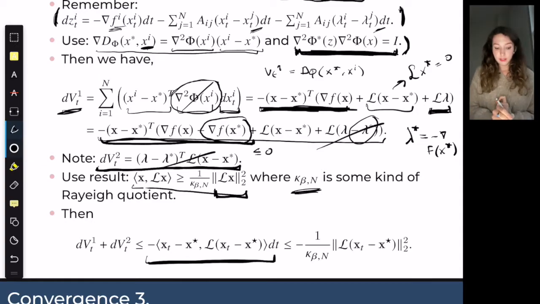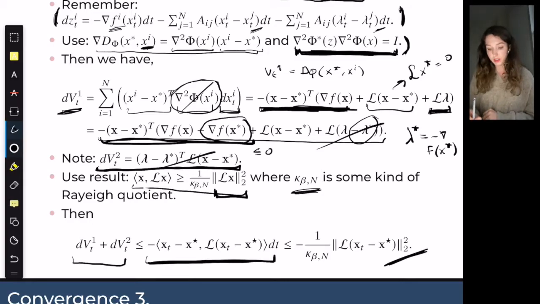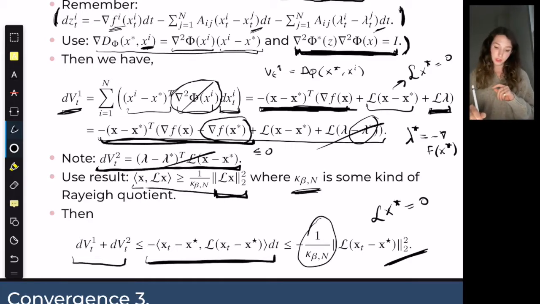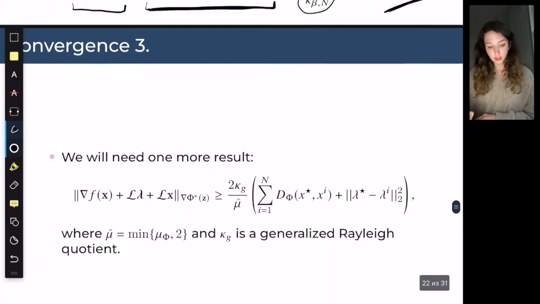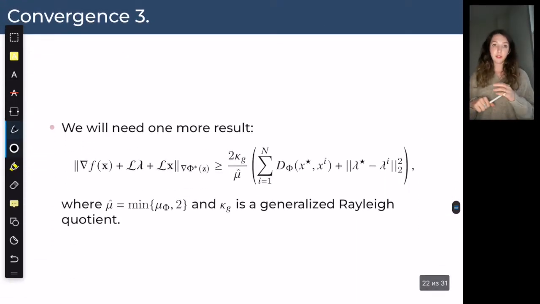So what we then get is that the sum of this dv1 and dv2 is bounded by this thing that we have here. So it's this L2 norm of L(x_t minus x star). Again, I have used here implicitly that this thing is 0. And the multiplication in front is this 1 over kappa beta n, which is some constant. Okay, so that is the derivation for v1 and v2, and now we will need to do the same thing for v3, and we hope that taking it all together we will be able to obtain convergence.